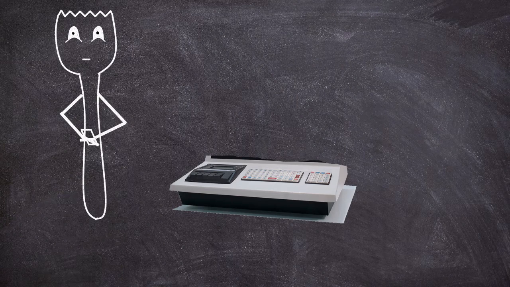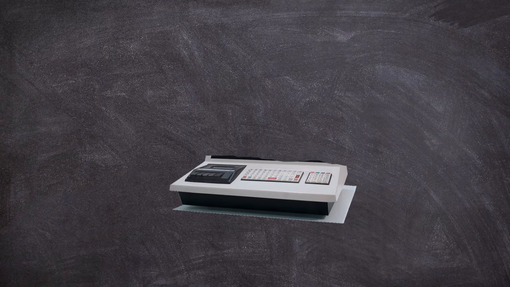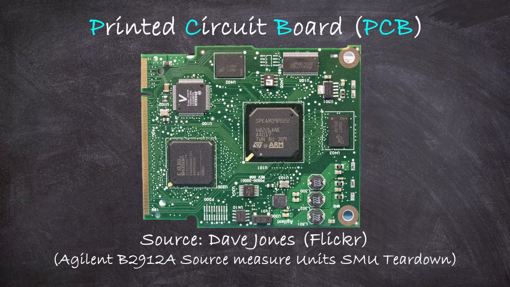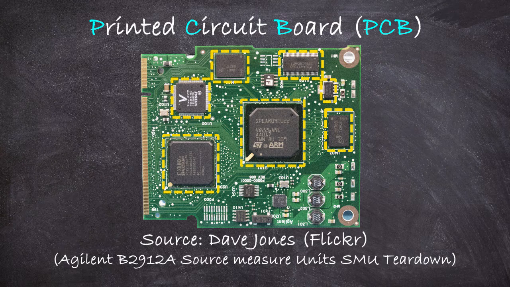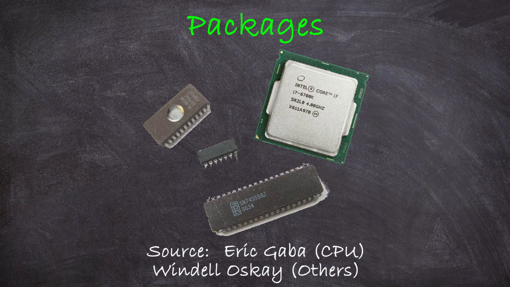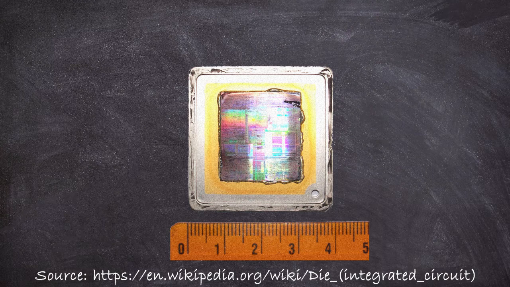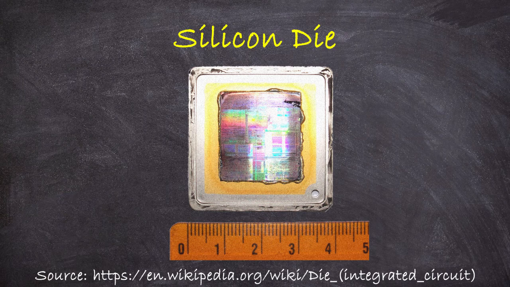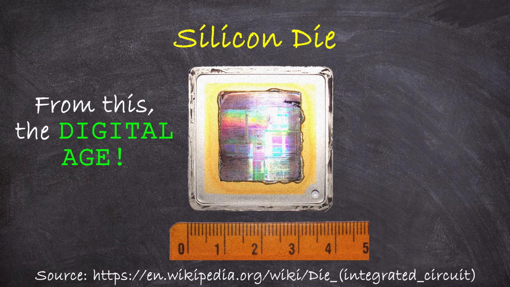I'll wait. Okay, now what you'll see is one of these, a printed circuit board or PCB. We don't care about this. All we care about are these little gray boxes called packages. Now take one of these and rip that open, and you'll find this, a solid hunk of silicon called a die. This whole thing is a single integrated circuit, the entire basis of our computing technology.